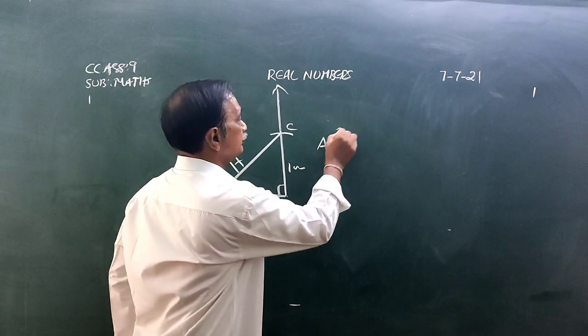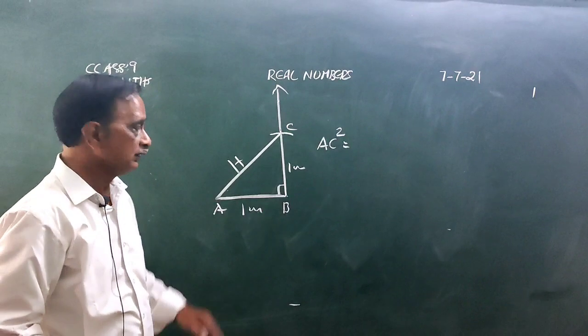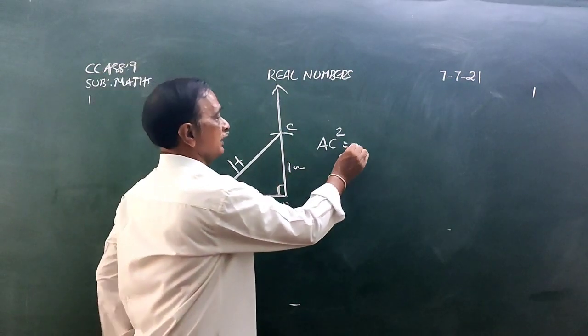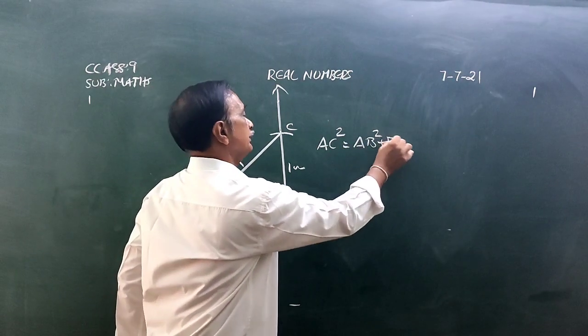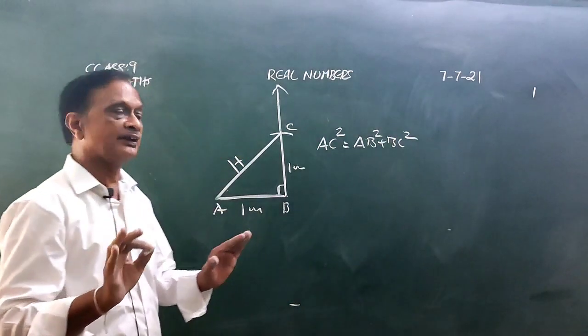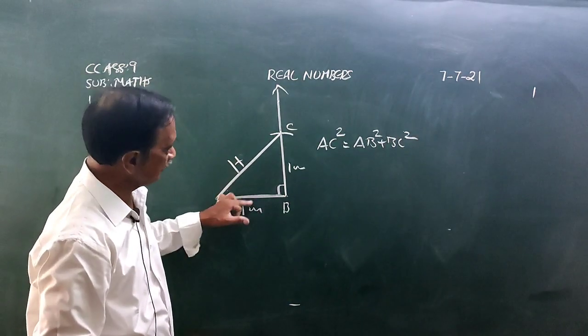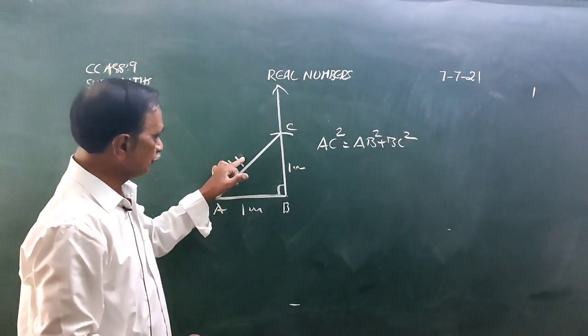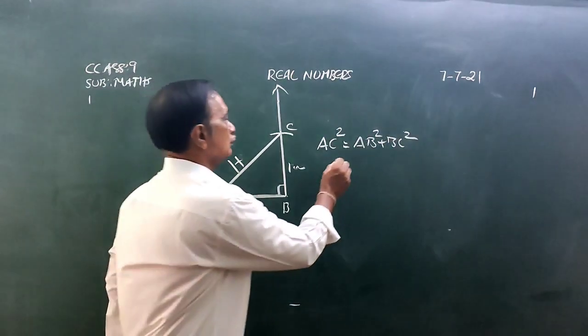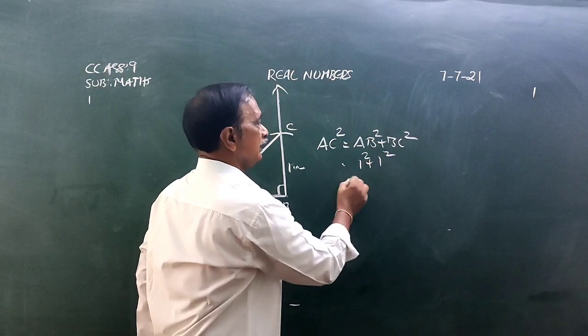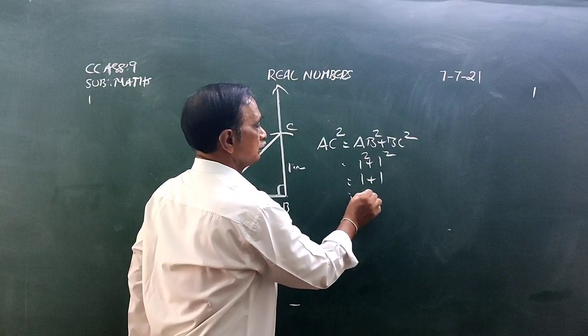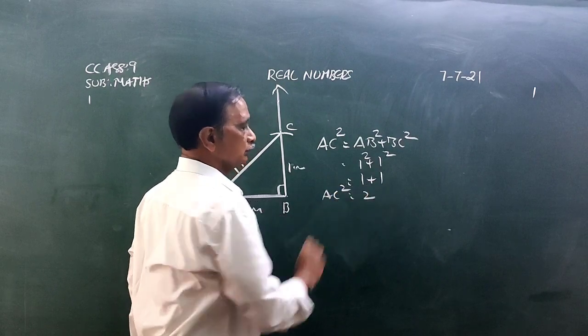Square of the hypotenuse, that is AC square, is equal to the sum of the squares of the other two sides, AB square plus BC square. That is the relation with respect to the sides AC, AB, BC: hypotenuse and the other two sides. So 1 square plus 1 square, 1 plus 1, 2. AC square equal to 2.